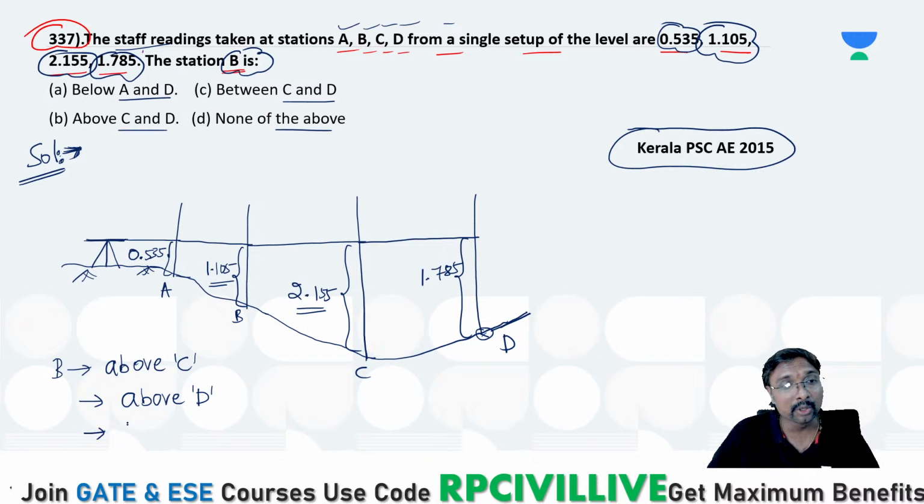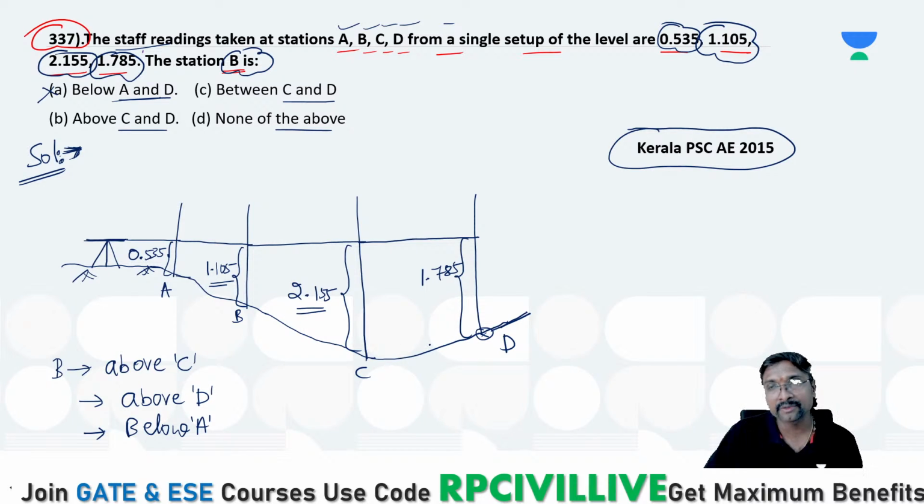B is below A, no? This is below this point A. Now tell me which option is correct. Above C, above D and below A, right? Above C, above D and below A means it is below A and D. Below A only is not correct. Between C and D, right? Between C and D means it is above C and D.